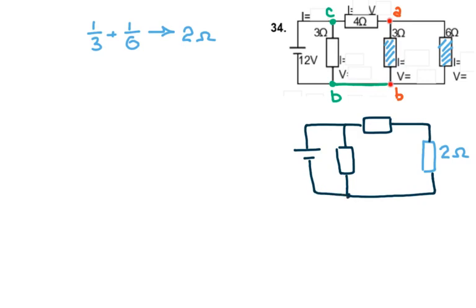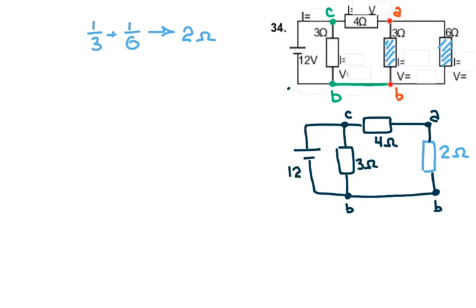So here we have again your B point. This is your B point, this is your C point, and this is your A point. And the resistors are 3 ohm, 4 ohm, and 2 ohm. And the voltage is 12 volt.